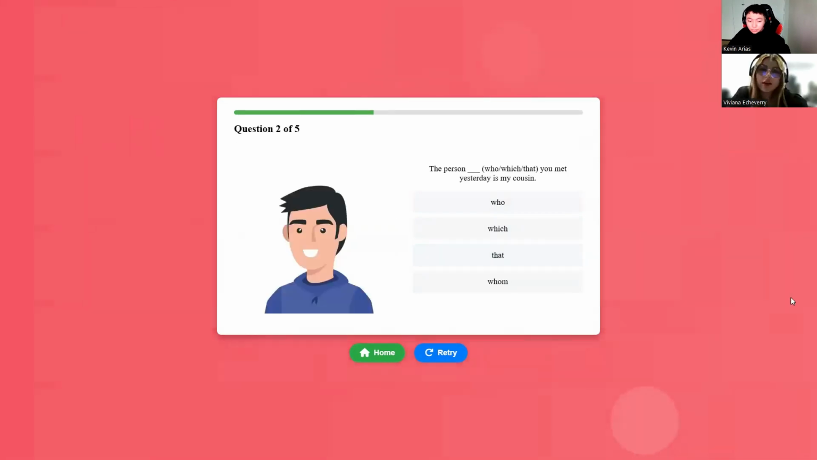Perfect. Okay. The second question says: the person whom you met yesterday is my cousin. So here, whom is used when referring to people as an object pronoun in formal language. Since you met requires an object, in this case my cousin, whom is correct here. However, in casual use, who is also common. So in this case, the correct answer is whom.